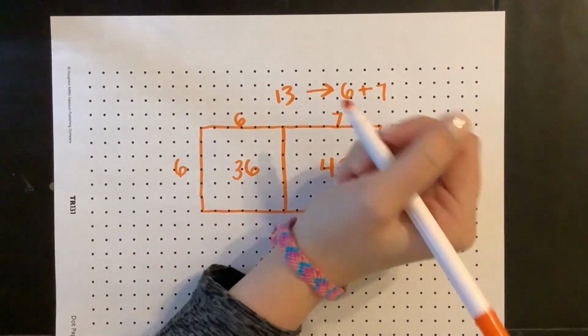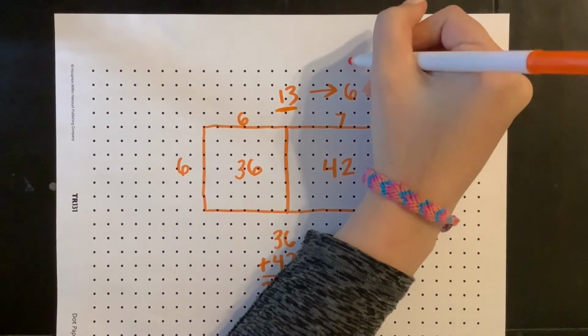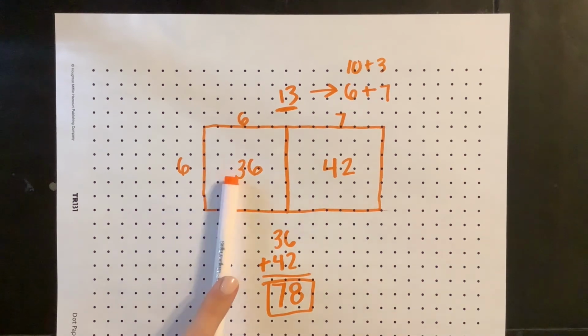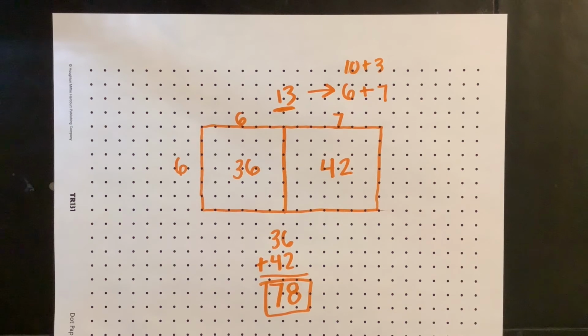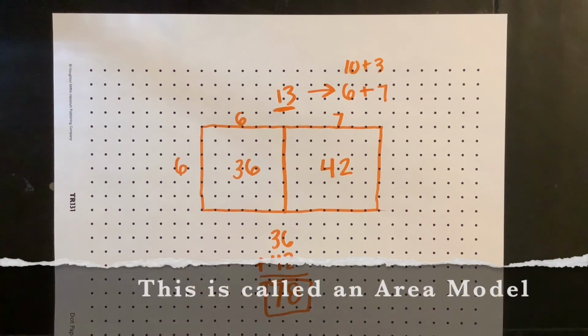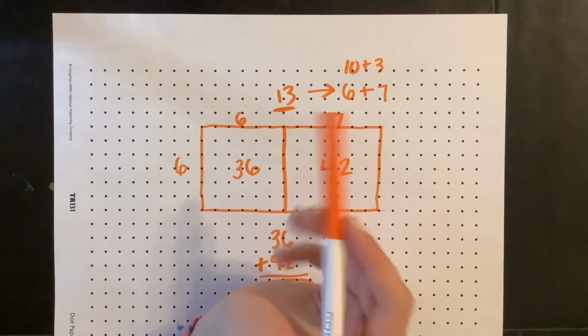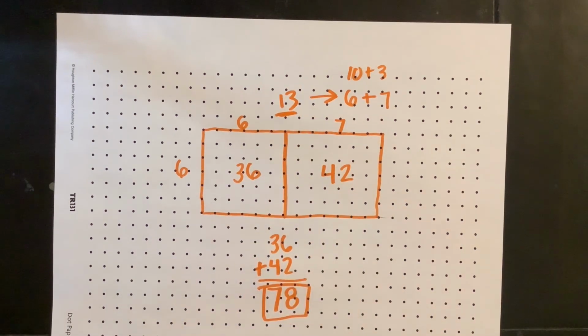Can you try to break up 13 a different way? We already did 10 plus 3, and we did 6 plus 7. I want you to pause this video and go ahead and break up 13 in a different way. Then draw a model just like mine and see if you come up with the same answer. Okay, hopefully you got 78. Now, this is just one strategy you can use to multiply numbers when you can't find the tens or they're not basic single digit facts.